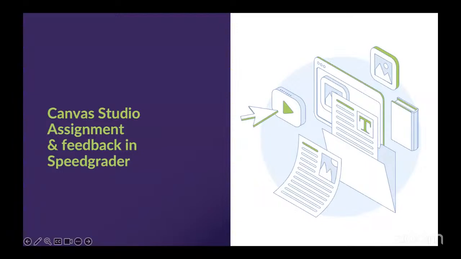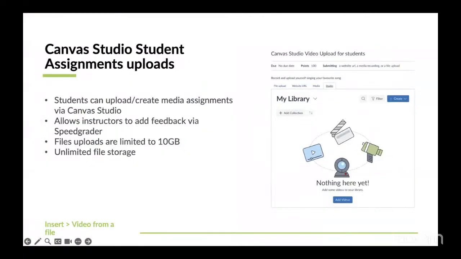I think just do a bit of a whistle stop here. So Canvas Studio assignment and feedback and Speed Grader. What you can do is you can set up Canvas Studio assignment uploads, so students can add things from their Canvas Studio library. It'll allow instructors to add feedback via the Speed Grader, and they can upload files that are limited to 10 gigabytes. That's a nice big file size.